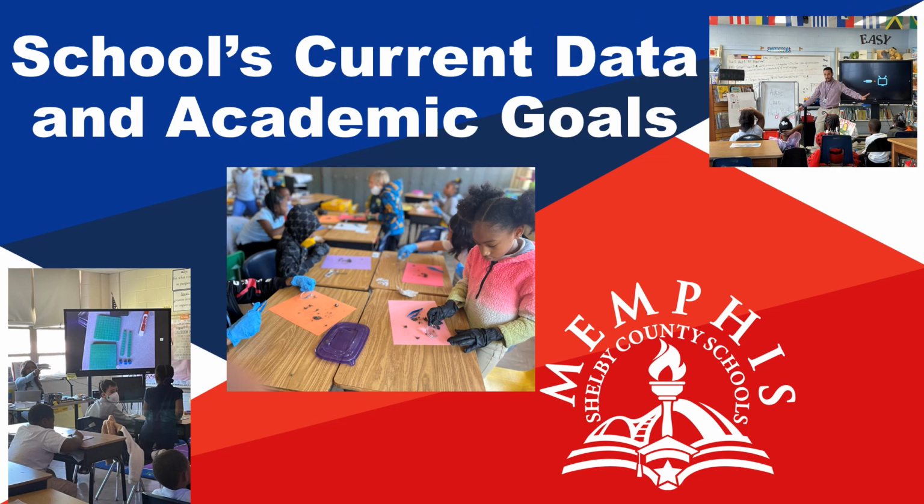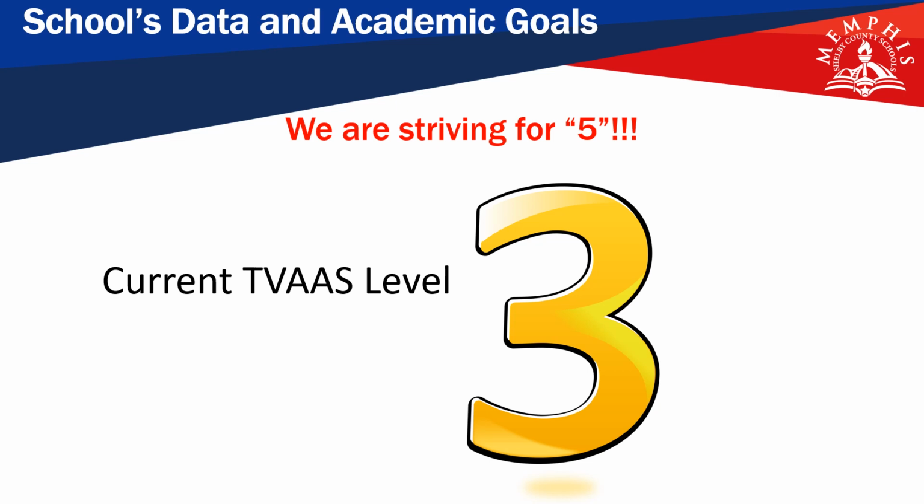Next, we'll talk about our school's current data and academic goals. Currently, our school has a TVAS level 3. A level 3 means that we grow our students one academic year, which means that they're on track to being able to perform the grade level work in the next grade level. But as you know, the pandemic has presented a few challenges for our scholars. So this year, our school is striving to be a level 5 school. This means that we grow them more than 1 year.